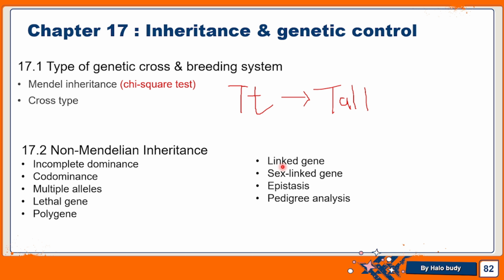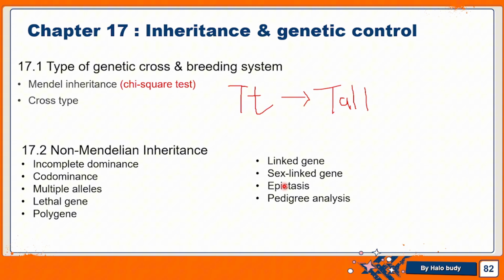Okay, another one is linked gene and sex-linked gene. These two are actually similar, just that linked gene is not involved in the sex chromosome, it is involved in the autosome chromosome. Sex-linked gene is involved in the sex chromosome. Okay, so what are these? In one gene there are two alleles, two alleles involved at one gene. Two different characteristics controlled by one gene. Something like that.